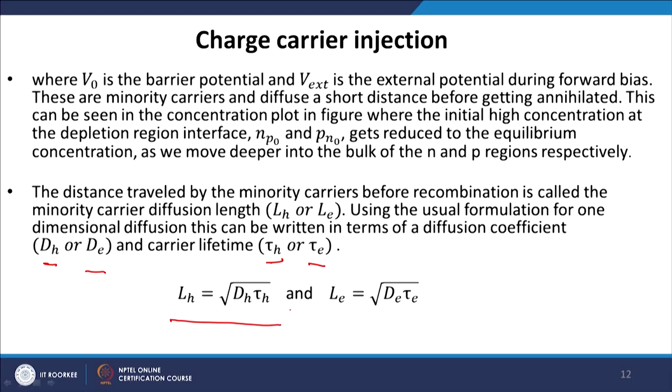An expression is given here for the hole diffusion length, which is L_H equal to square root of D_H times tau_H. Similarly, the electron diffusion length L_E is square root of D_E times tau_E. So, as you can see, the diffusion length L is proportional to the square root of lifetime. As the diffusion length is higher, lifetime will also be higher. If the diffusion length is lower, lifetime is also lower.